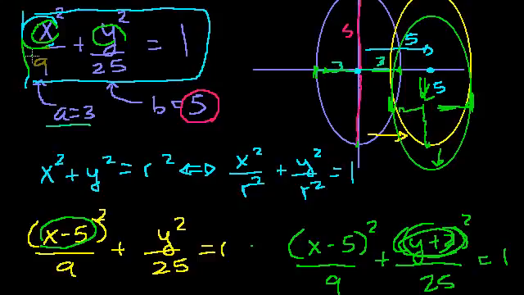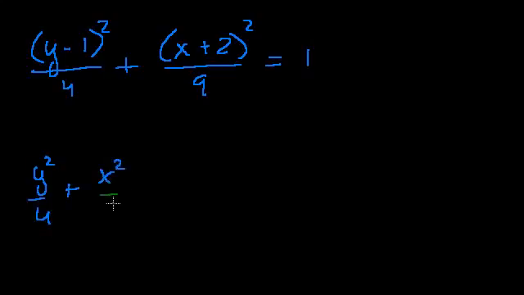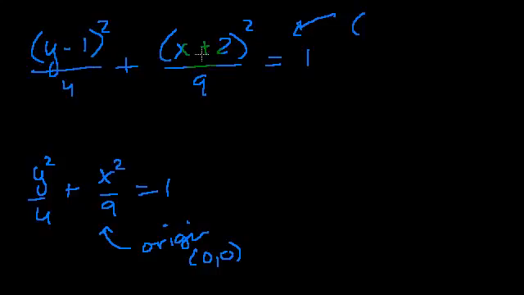I don't want to make it too confusing, but just to wrap it all up, sometimes you might see something like: graph the following, y minus 1 squared over 4 plus x plus 2 squared over 9 is equal to 1. The first thing you could say is, okay, this is just like the standard ellipse, y squared over 4 plus x squared over 9 is equal to 1. It's just shifted over. That one's origin is 0, 0, while this one's origin would be the point x is minus 2 and y is 1.